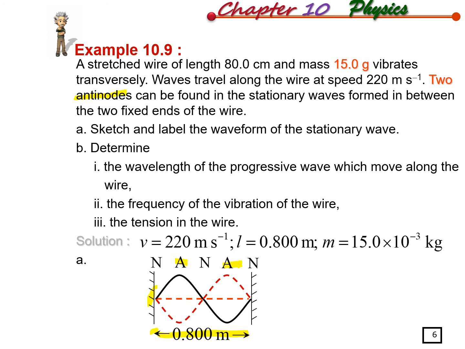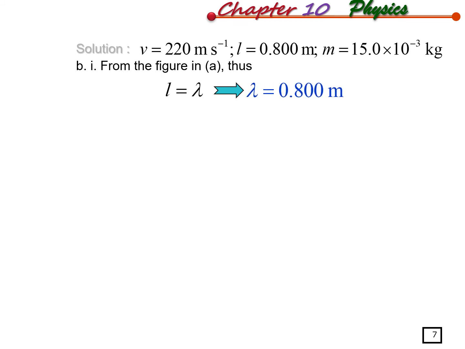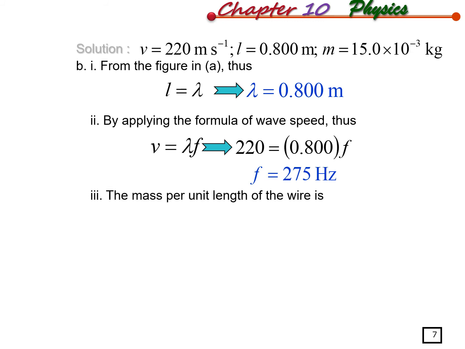So that means this length will be equivalent to lambda, your wavelength. By referring to the figure, L will be equivalent to lambda. Therefore lambda will be equivalent to 0.8. Then by applying the equation of wave speed, v equals lambda times f, we can determine the frequency, which will end up with 275 hertz.